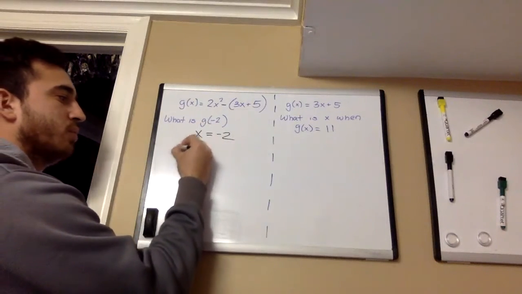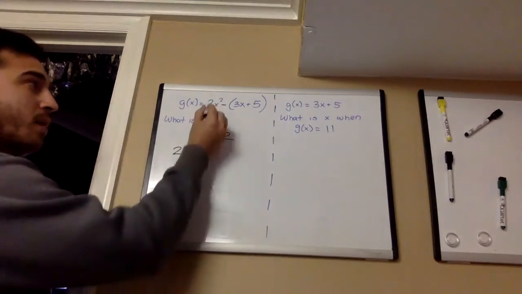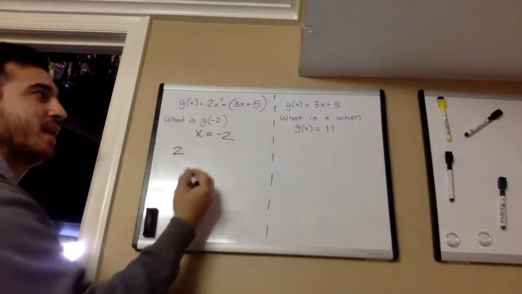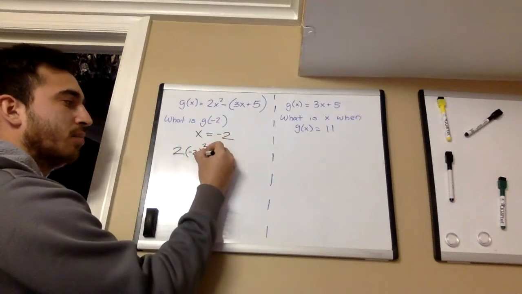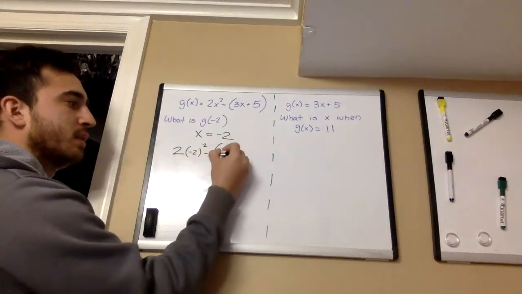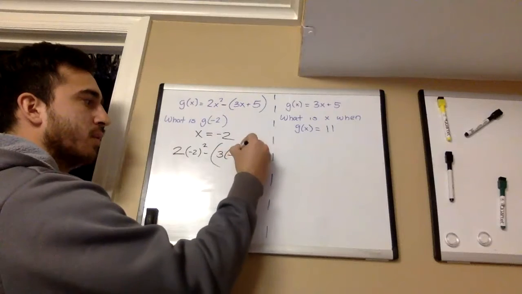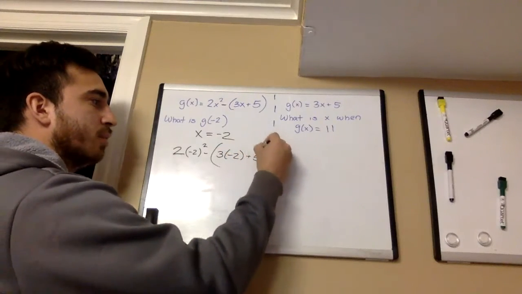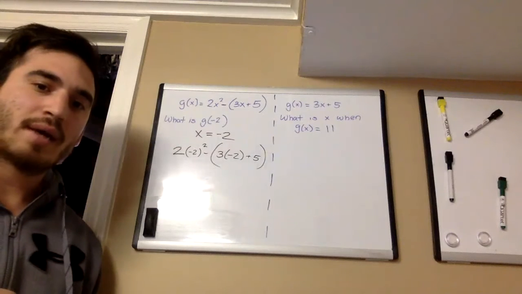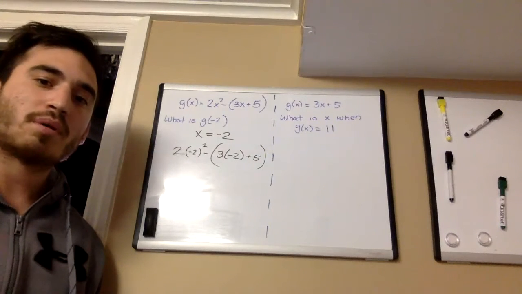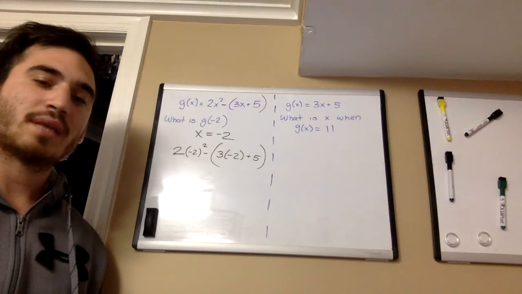So now I have 2, and whenever you substitute, please make sure you use parentheses. I'm just copying this down. I have 2, I see an x, so I'm going to replace that with parentheses, negative 2 squared, minus big parentheses, 3. Again, I see another x, so I'm going to replace it with negative 2, plus 5, close the big parentheses. Once you get to this point, please put it into your calculator using all the parentheses. Do not forget about them. If you do not put the parentheses in, you will get this answer wrong.